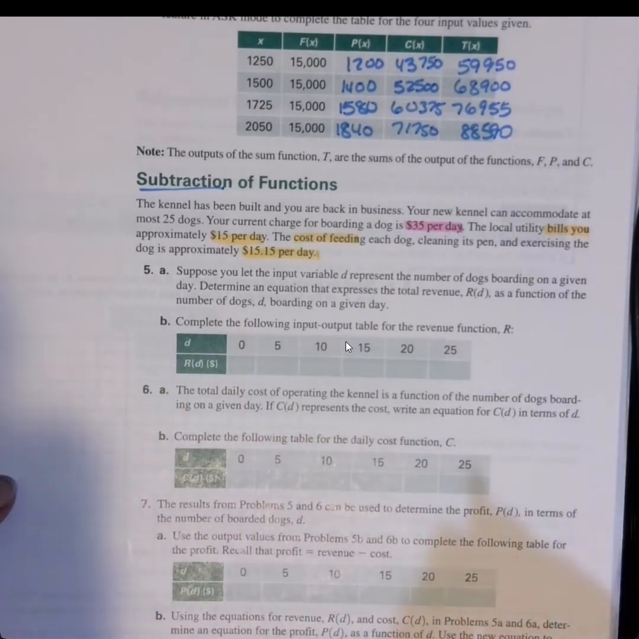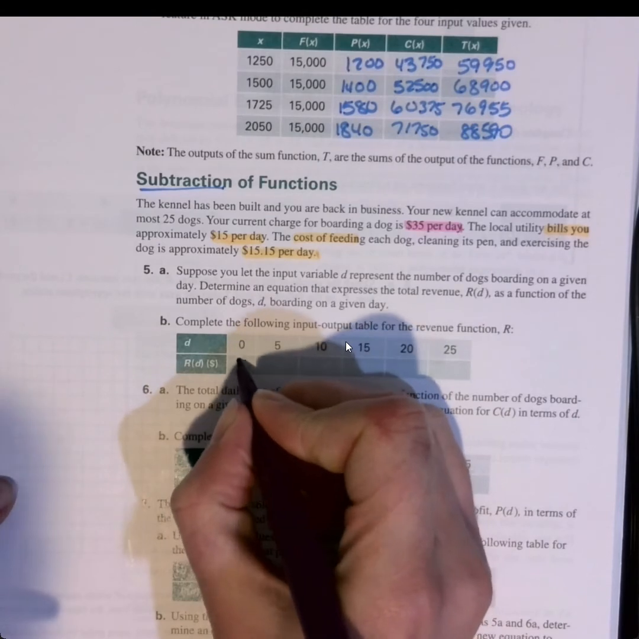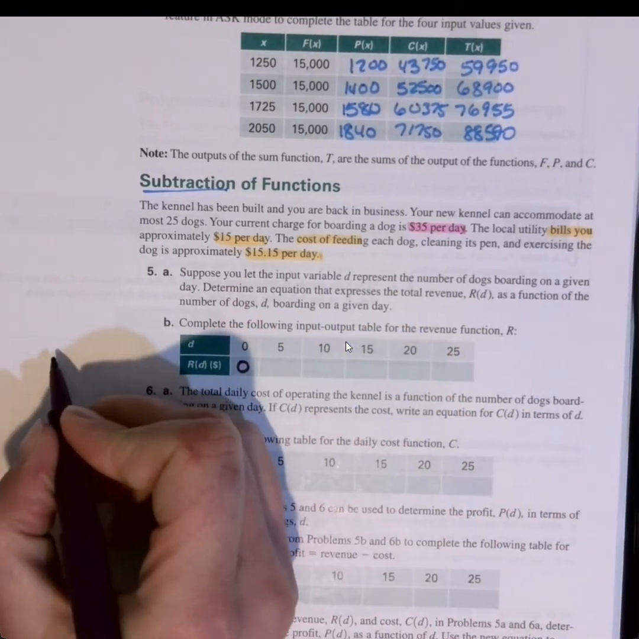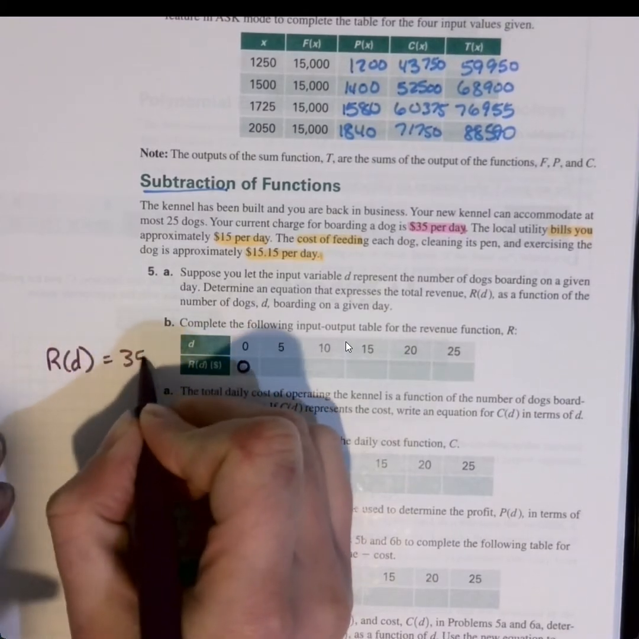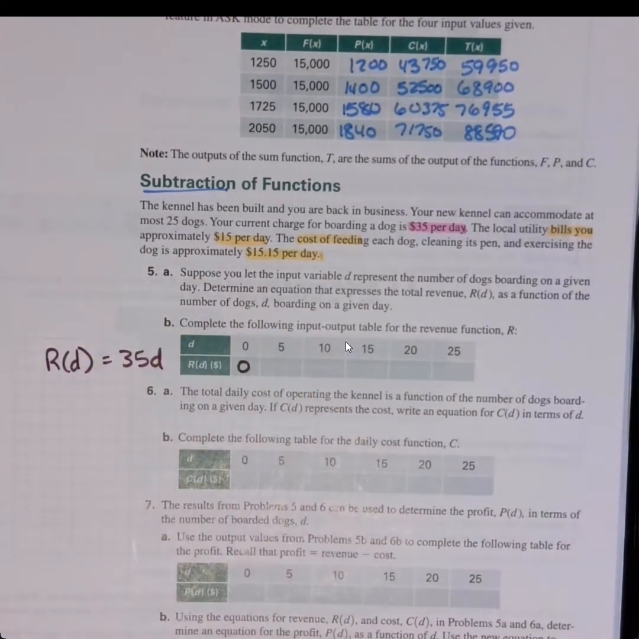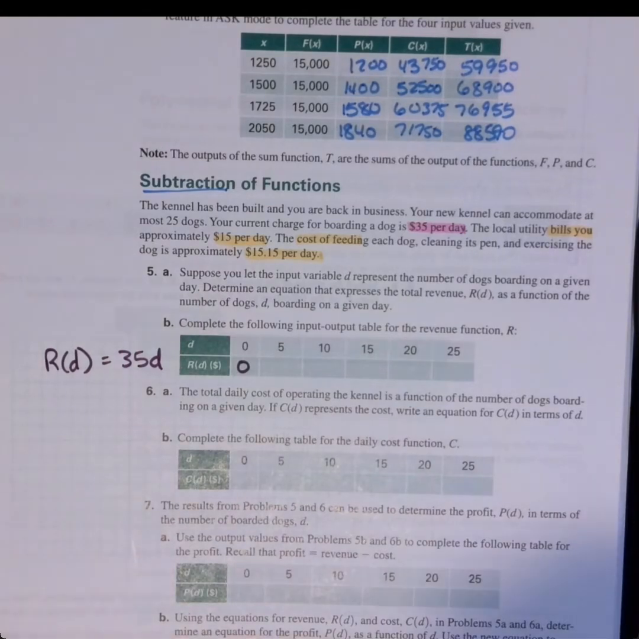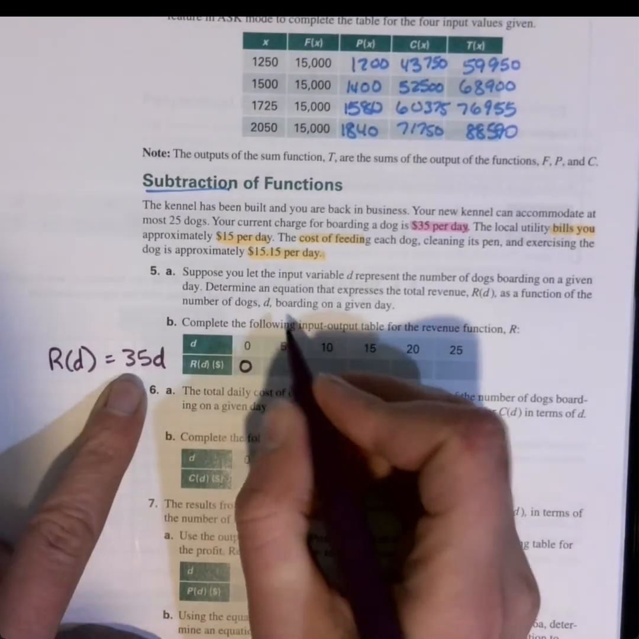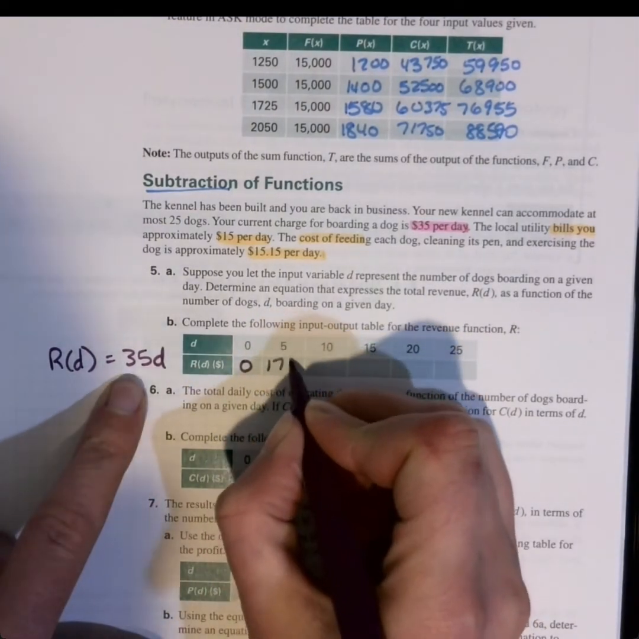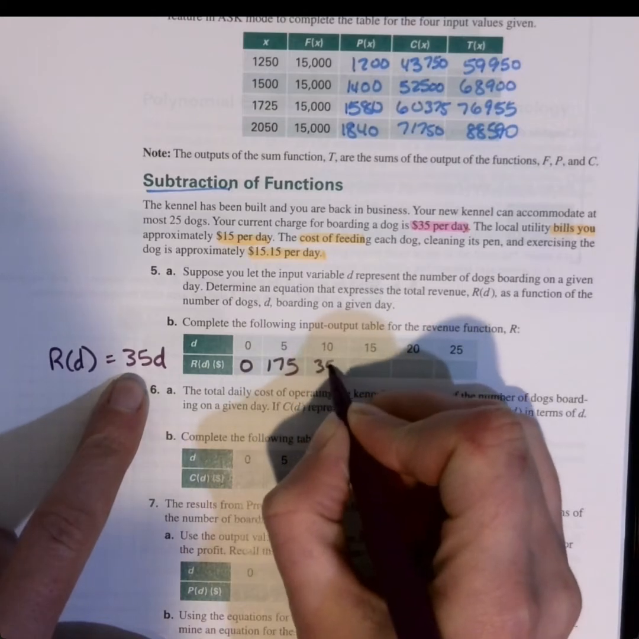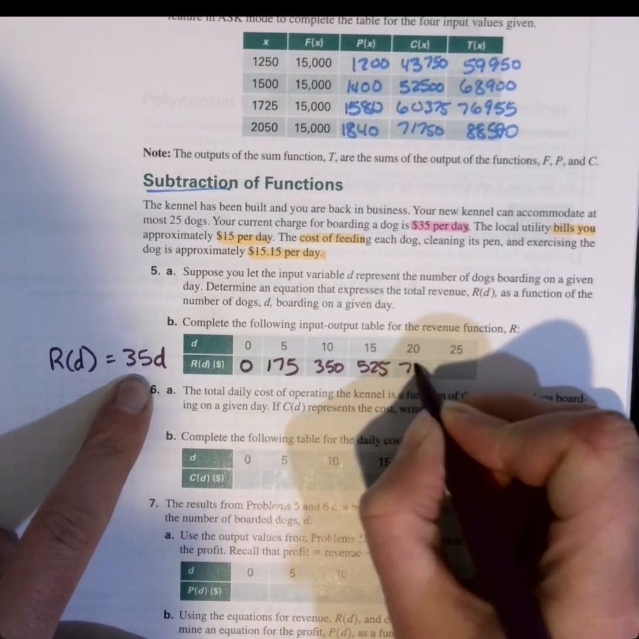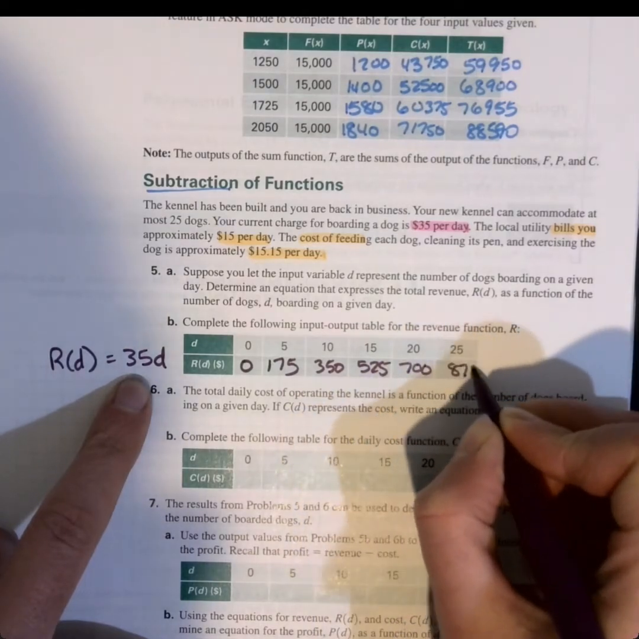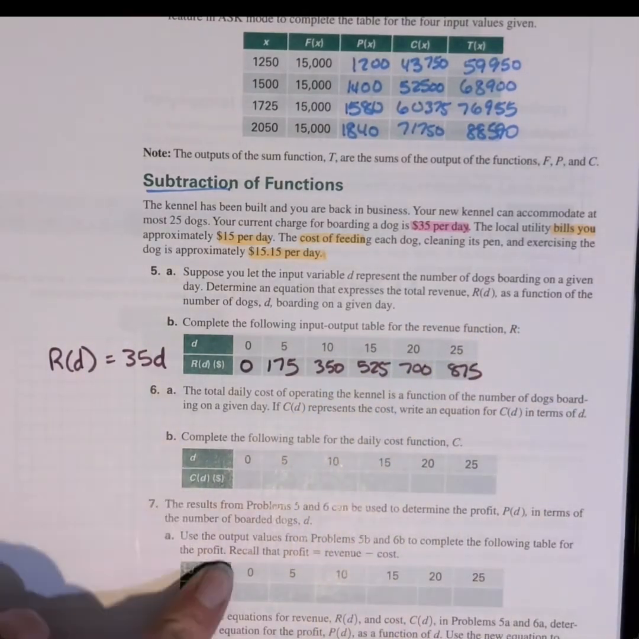And if I have 0 dogs, I have 0 revenue. I'm just going to write my revenue function over here to the side. R of D should be 35D, and then we can fill in these values. So 5 dogs times $35 is 175. 10 is 350. 525, 700, and 875. All right, now for our costs.